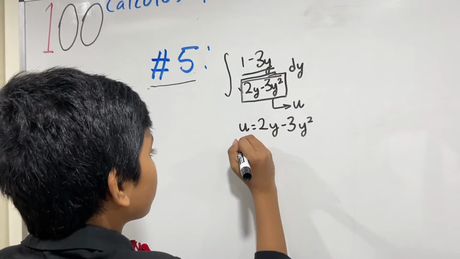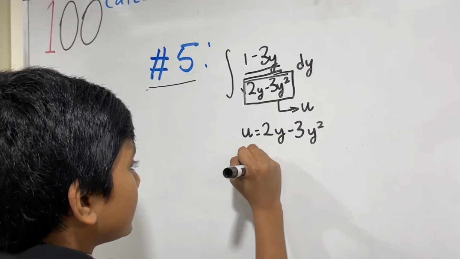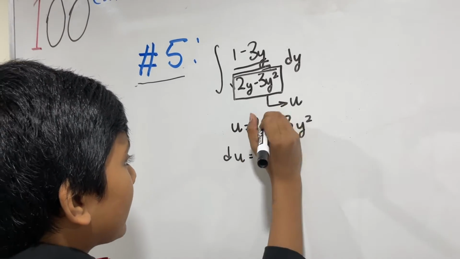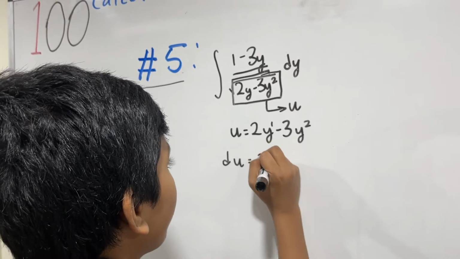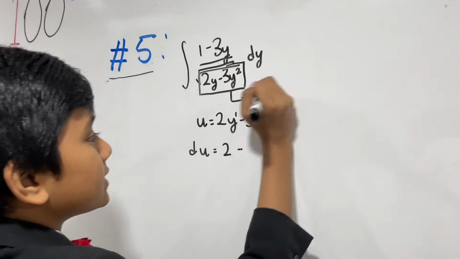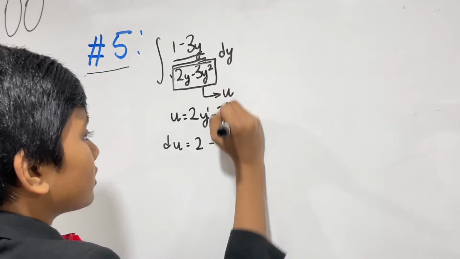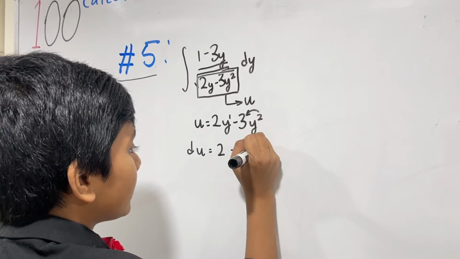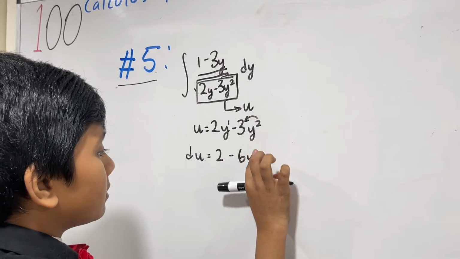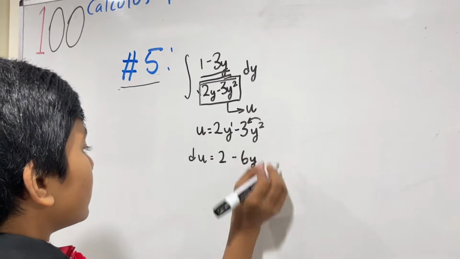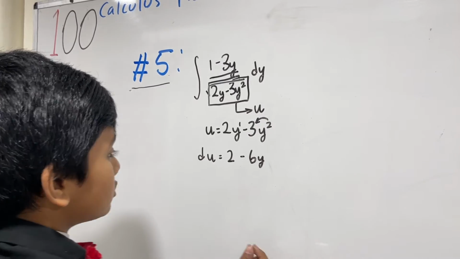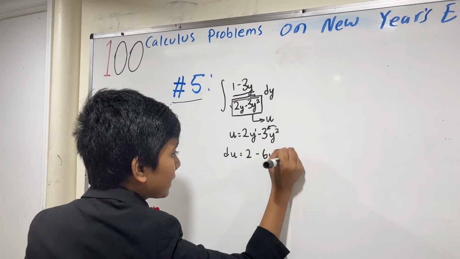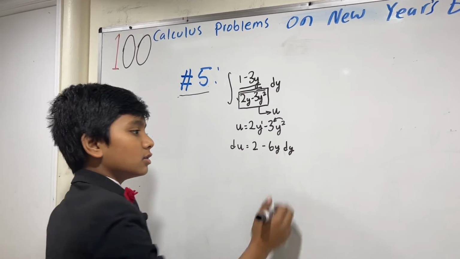So, taking the derivative, du is equal to, because this is to the power of 1, it gets eliminated and only the coefficient remains. And then, since this is to the power of 2, the power of 2 gets multiplied over here. 3 times 2 is 6. And then the power decreases to a 1, but you don't see a 1. So du equals 2 minus 6y. So now, dy, because we're taking the derivative of y.